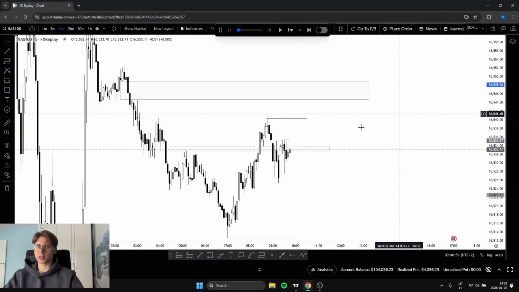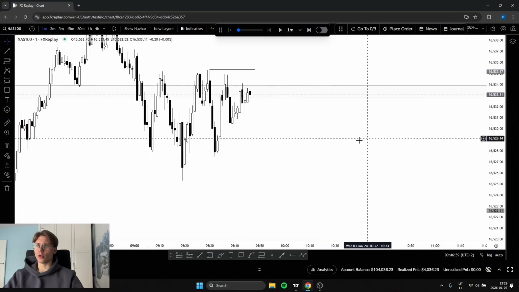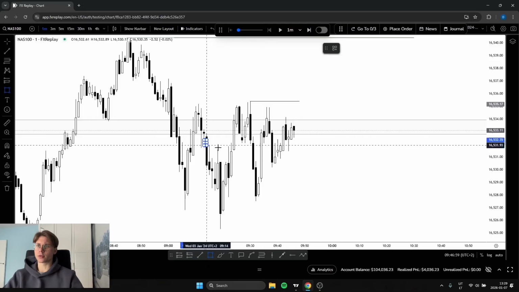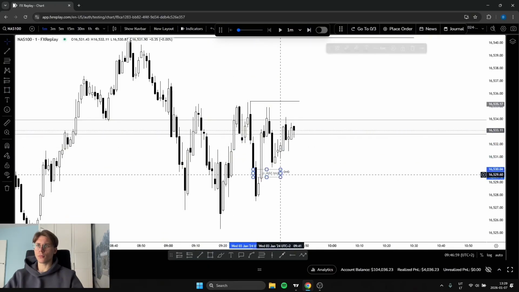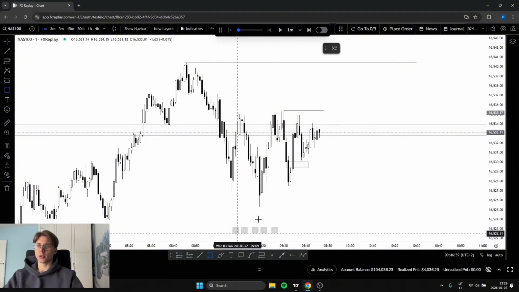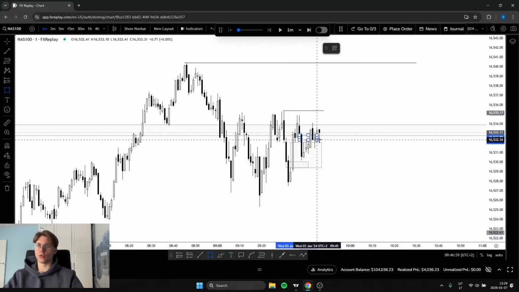Let's draw some boxes, draw some fair value gaps on a lower time frame. We broke it right here. We are breaking again these bearish fair value gaps right here. We want to go higher. We are respecting this fair value gap, even though yes, we even break right here. So full conviction to go higher.